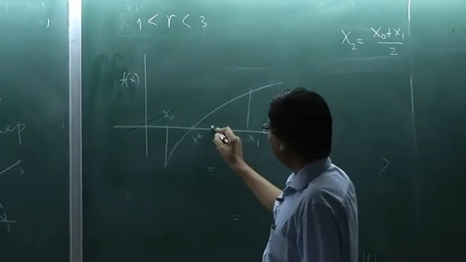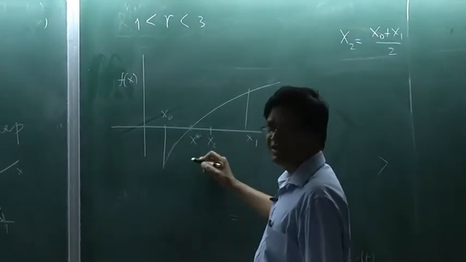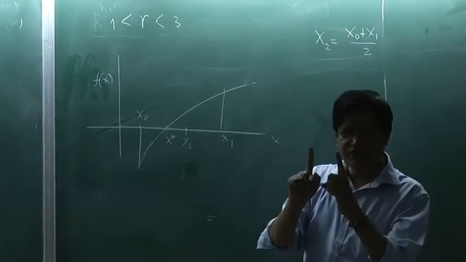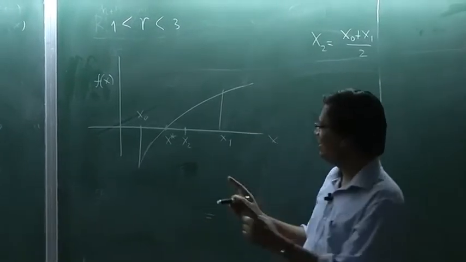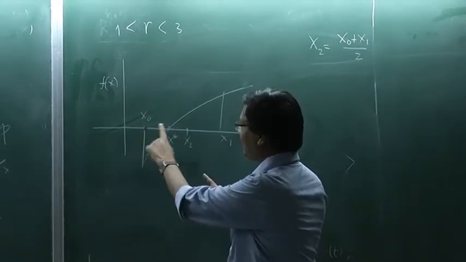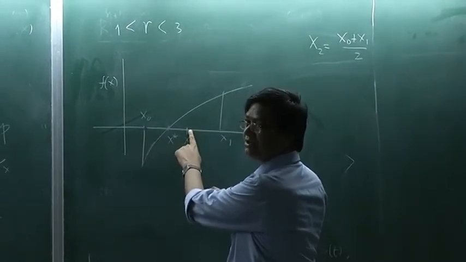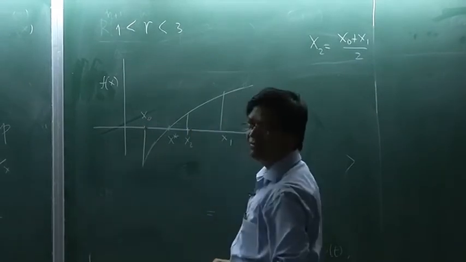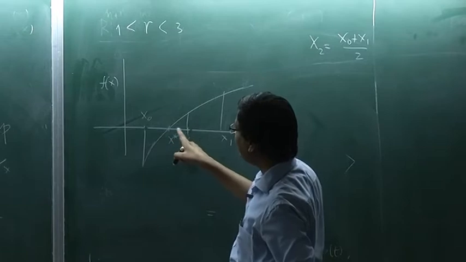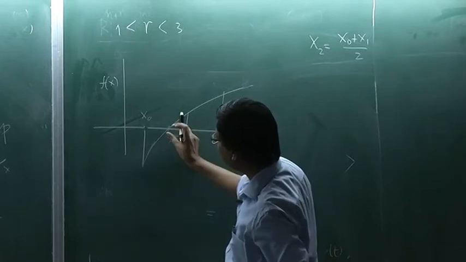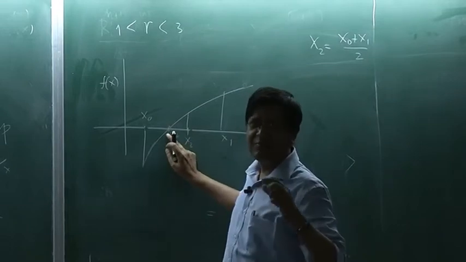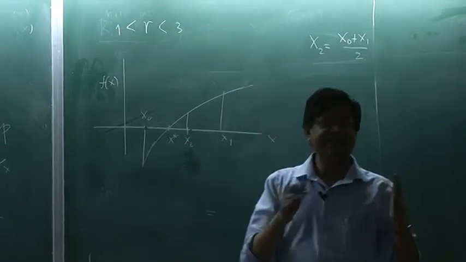Now x2 is here. So now I am getting closer to my solution. So this will remain as left and this will go to the right. So now my bracket, instead of this, has become this. You have to keep checking that the solution is within the error bound. I mean, you may not get x star completely, but you say, well, my f of x star is less than epsilon.